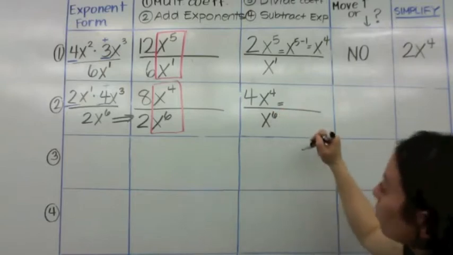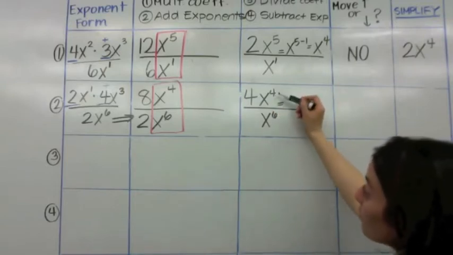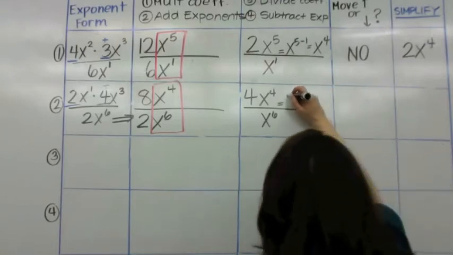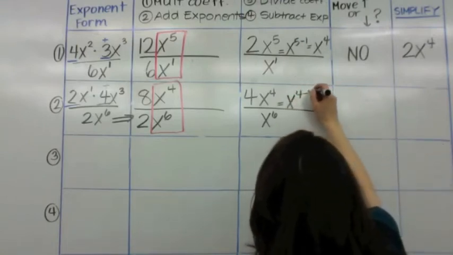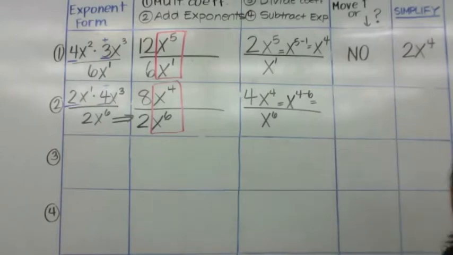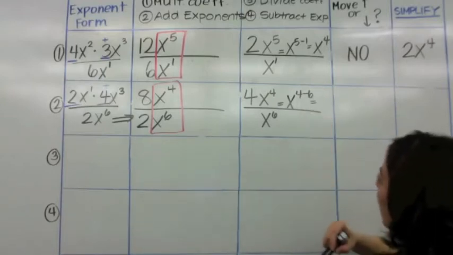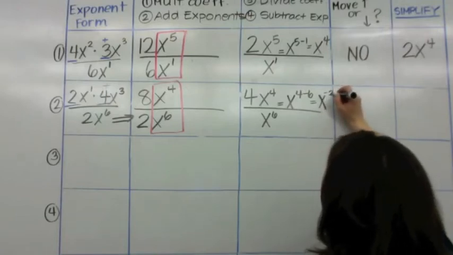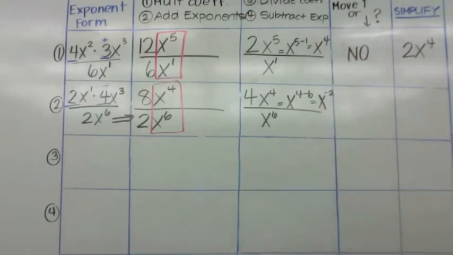But now you're going to subtract the exponents. What do you do when you divide exponents? You subtract. So it's x to the power of 4 minus 6. Okay, 4 take away 6. That's a positive 4 and a negative 6. Okay, different signs subtract. Keep the sign of the bigger number, so you get x to the power of negative 2. Okay, but you have a negative exponent, bring it down.